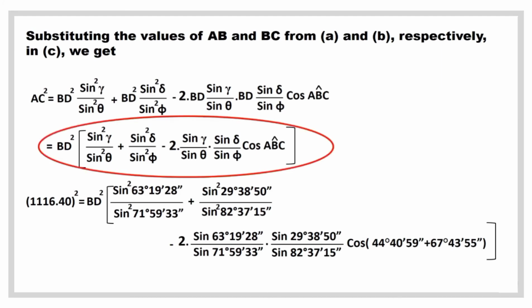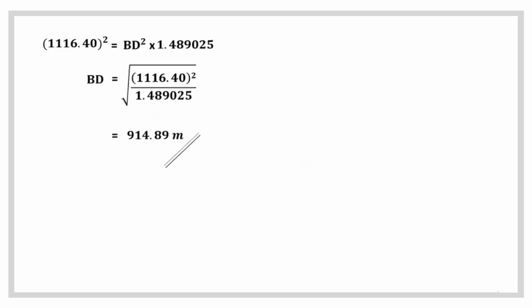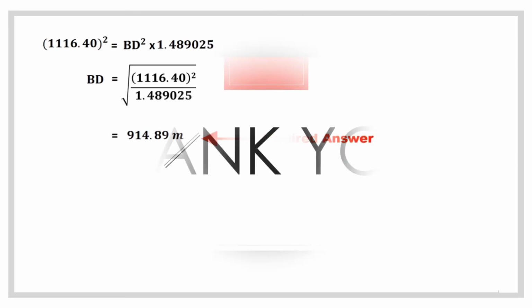So the length of AC is known, the angles alpha, beta, gamma, delta, theta, and phi are known. We know the angle ABC equals alpha plus beta, so we can put those values in this equation. The only unknown is the length of BD. So finally, after solving the equation, we have the length of BD equals 914.89 meters. This is the required answer. Thank you.